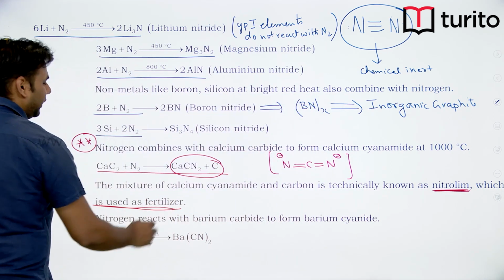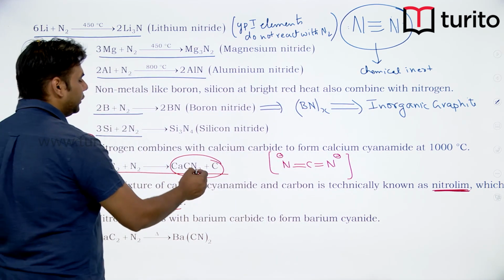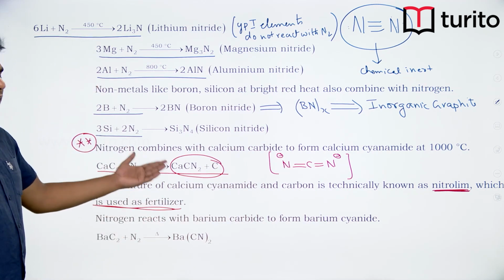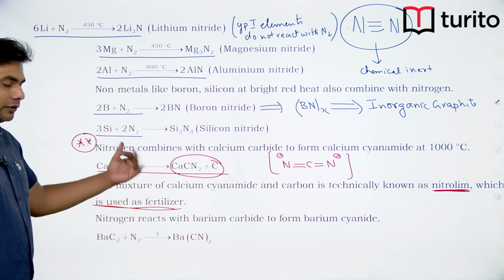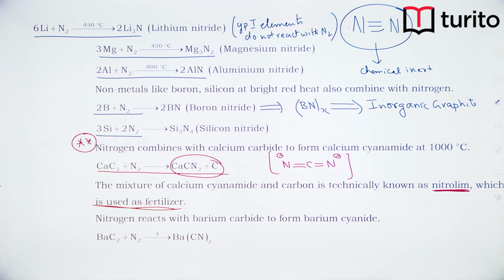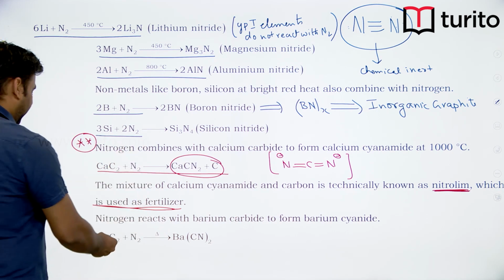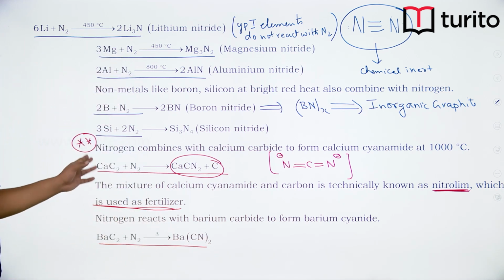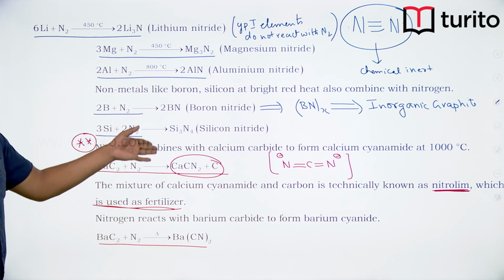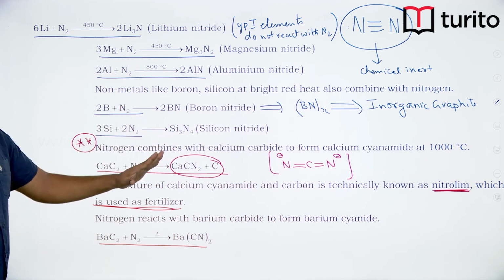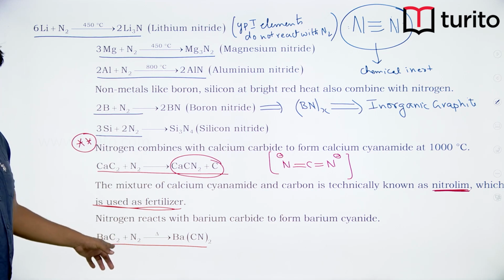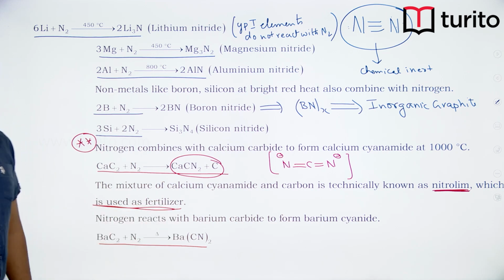fertilizer. They act as fertilizers because when you dissolve this in water, they will give ammonia, and ammonia we know has a fertilizer property, so it can be used as a fertilizer. Similarly, if you react with barium carbide, you will get barium cyanide over here. So there is a difference. When you react with calcium carbide, you get CaCN2, which is calcium cyanamide, plus carbon. The mixture is known as nitrolim. But when you react it with barium carbide, it forms barium cyanide.